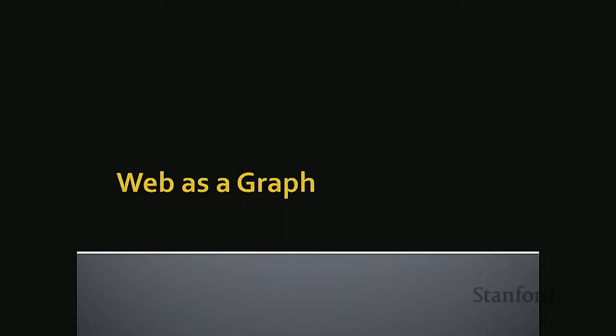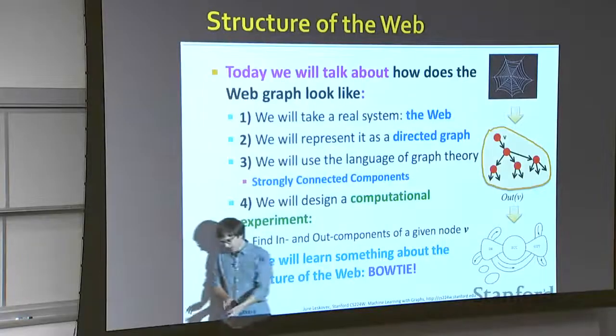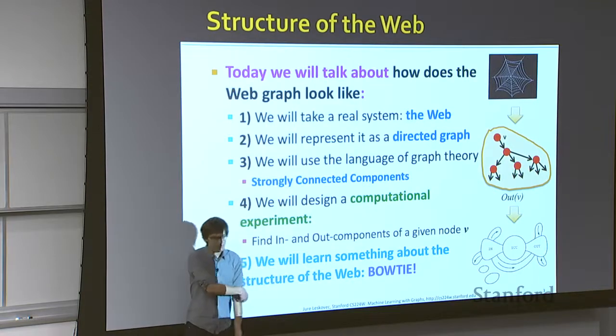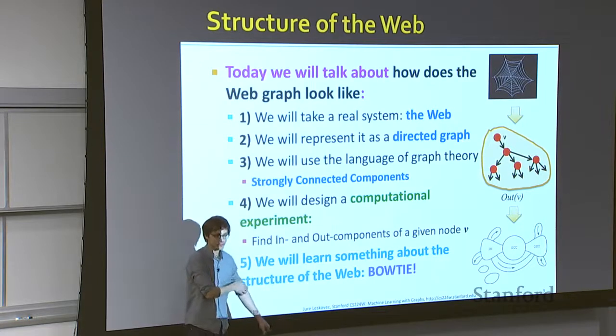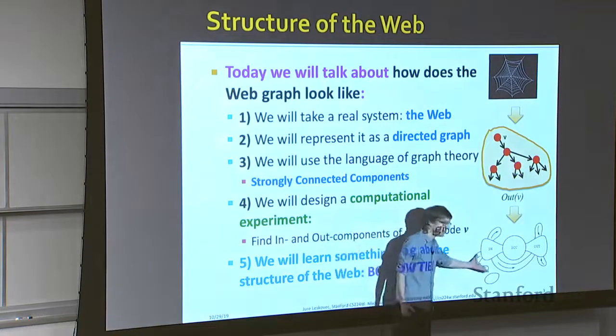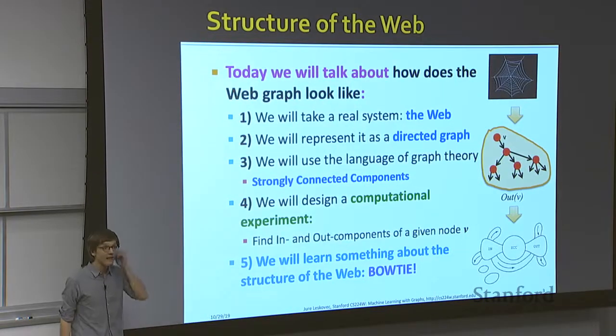Okay, so we will start the following. We'll start looking at the web as a graph. Okay, so the idea is that we will take a real system, we'll take the web, and we will represent it as a directed graph. And then we will use the language of graph theory in terms of strongly connected components, and we will design a computational experiment to learn something about the structure of the web. Okay, that's the idea of what we will do. And we will want to conceptualize how the web looks like. And it will have this bow tie structure, like the bow tie you put on your neck. So that's the high-level overview of the lecture today.